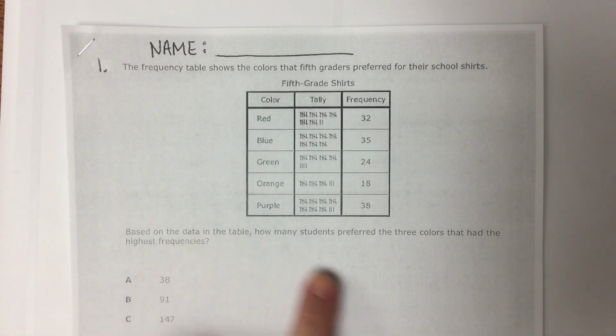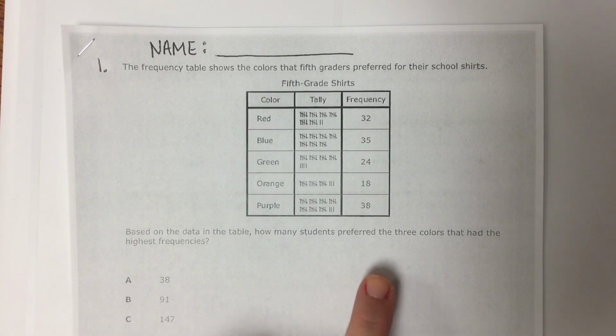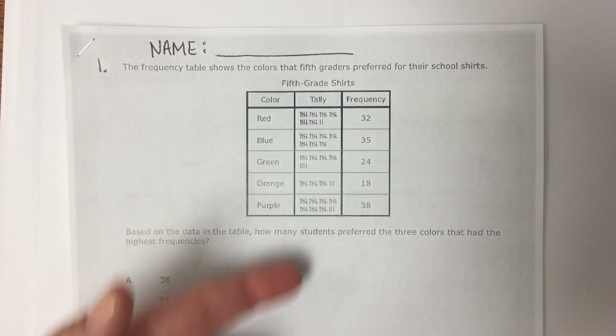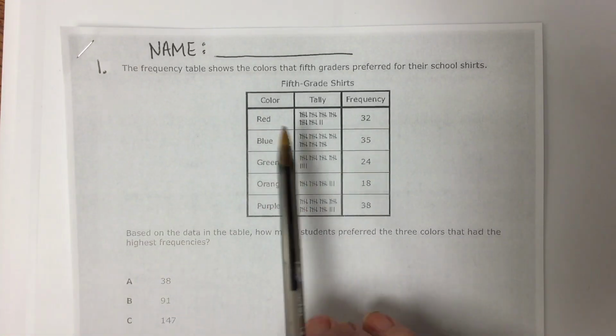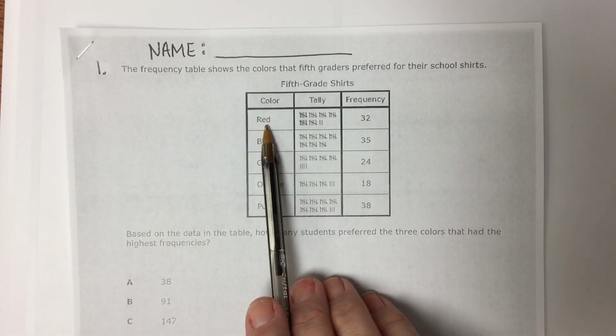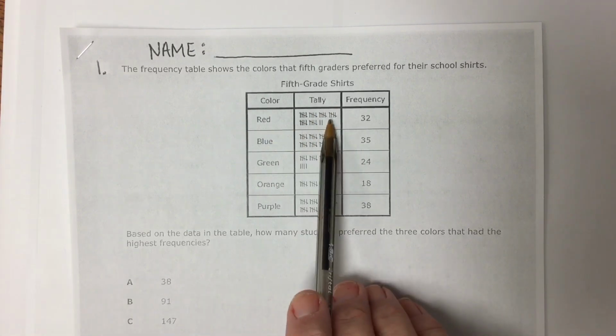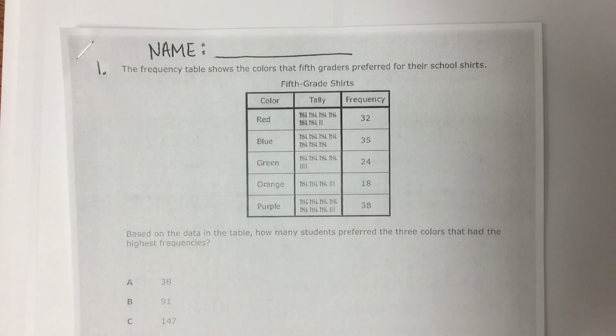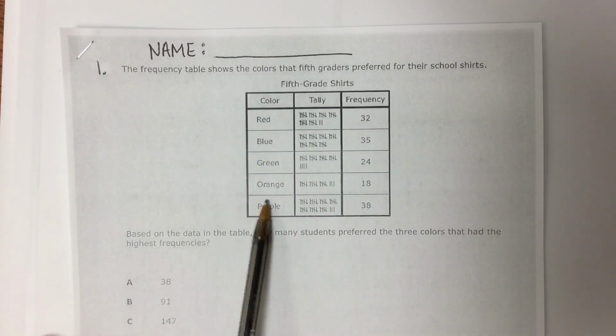And it says based on the data in the table, how many students preferred 3 colors that had the highest frequency. So remember when you're talking about frequency and it says highest, you're looking for the biggest number, okay? So it gave you the number, color, it gave you the tally marks, and these tally marks and what they have over here for frequency are the same, okay? So you're just looking for the 3 biggest numbers.